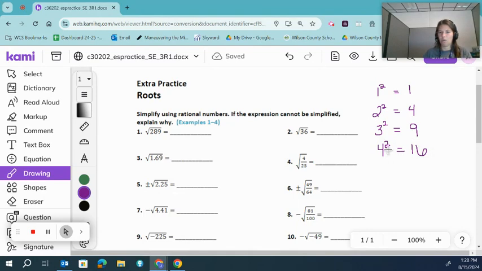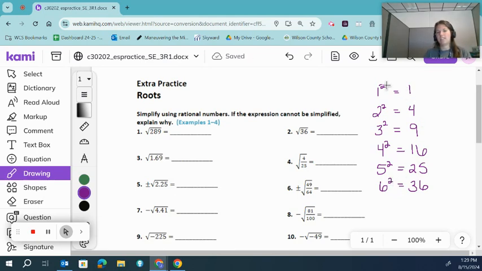You can see what we're doing here. 4 times 4 is 16. 5 squared, and list these out. These will help us when we are dealing with square roots. Okay? Essentially, a square root is the opposite of something squared.